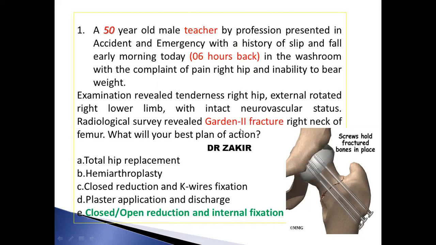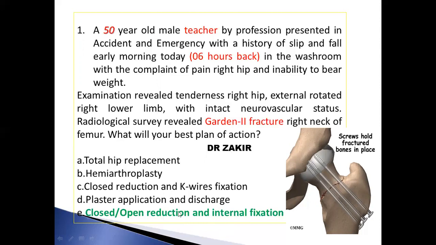So in this fracture, it is an undisplaced fracture, as we discussed according to the classification. Age is 50 years, so we are not going for total hip replacement. We cannot go for hemiarthroplasty, and we don't do fixation with K-wires, and plaster is not applicable at this age. So the best option will be closed versus open reduction and internal fixation.